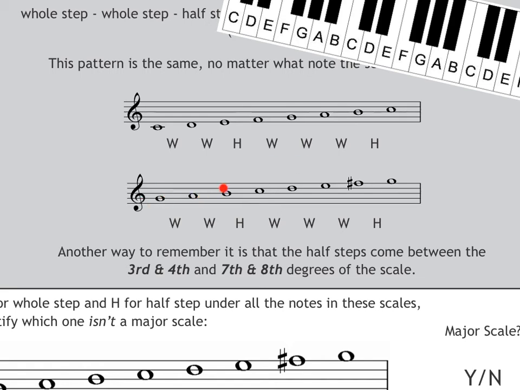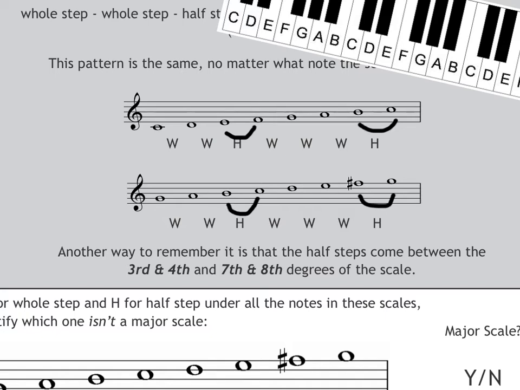Note 1, 2, 3, and 4. There's notes 3 and 4. That's where your half step is. 1, 2, 3, and 4, 5, 6, 7, and 8. Okay, so if I wanted to draw little slur markings or something to show where those half steps are, it would be right here and right there. Notice in the C major scale, it's the same thing between notes 3 and 4, between notes 7 and 8. That's always where the half steps occur.